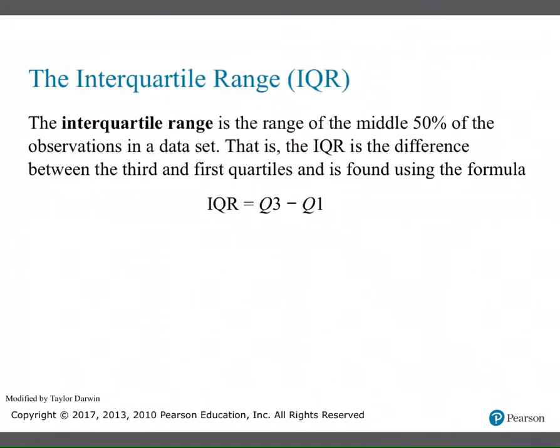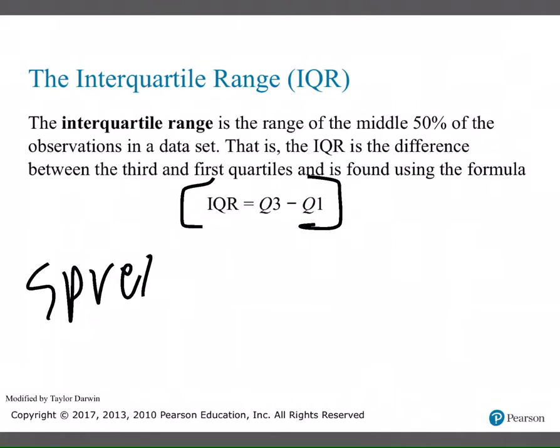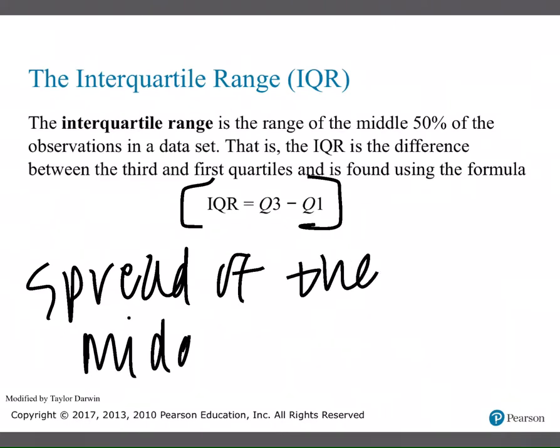We've got something called an interquartile range, which is the range of the middle 50% of the data. To find the IQR, you do Q3 minus Q1, and that gives you that middle 50. It shows the spread of the middle 50%. And we will use IQR to find outliers, which we'll talk about very soon.